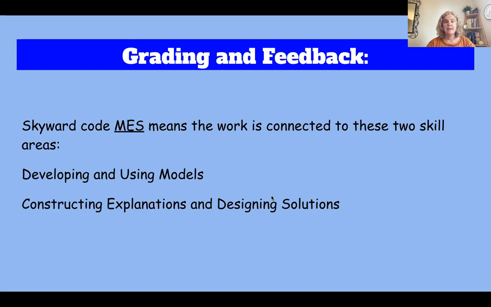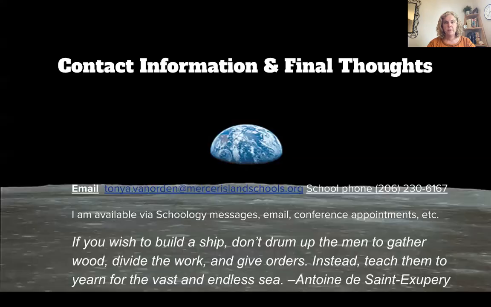And then I will use MES, like a mess, for developing and using models or constructing explanations and designing solutions. And these are the times in science when we are making the unobservable observable, like cell models, trying to use a diagram to show how genetics works, the solar system, energy moving through a system. Those are those 2. Okay, so like I said, 8 big areas, 3 codes.